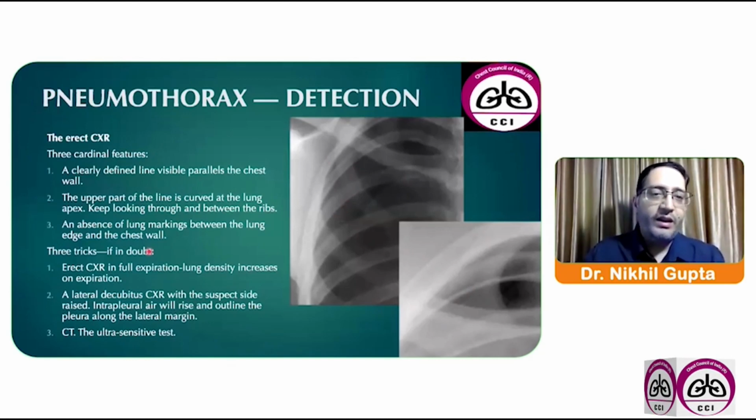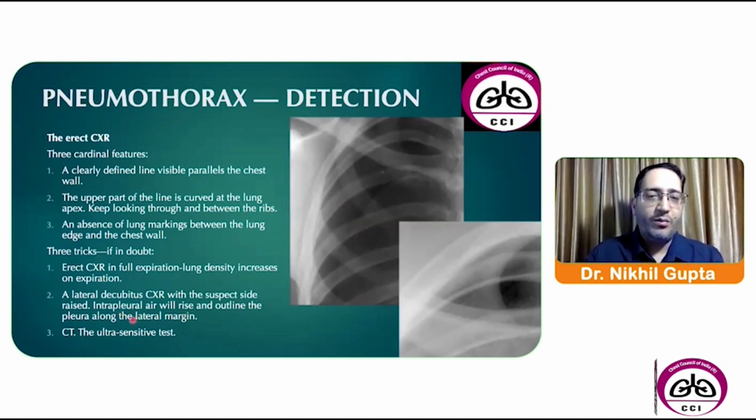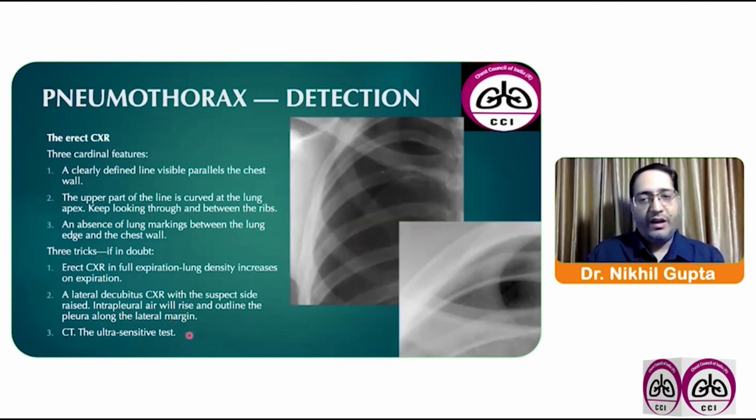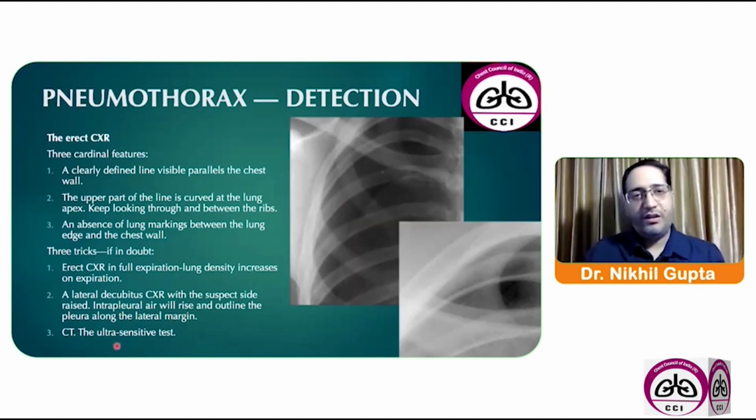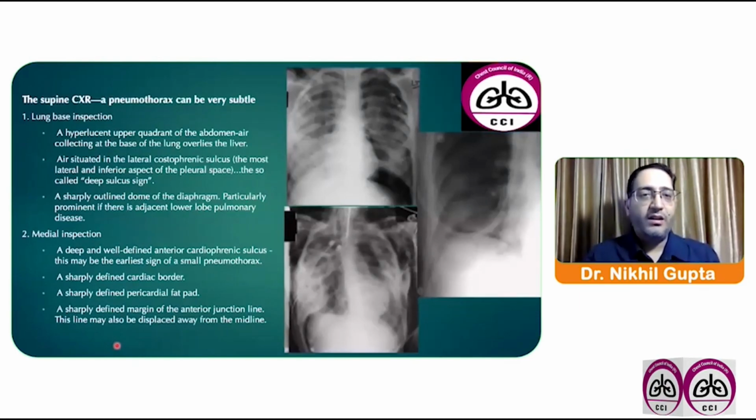3 tricks if in doubt. Erect X-ray in full expiration: lung density increases on expiration, so we do an expiratory scan. In a lateral decubitus with suspected side up, the intrapleural air will rise and outline the pleura around the lateral margin. However, CT is an ultra sensitive test. On supine, pneumothorax can be very subtle.